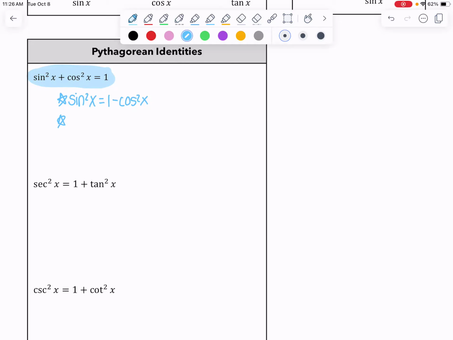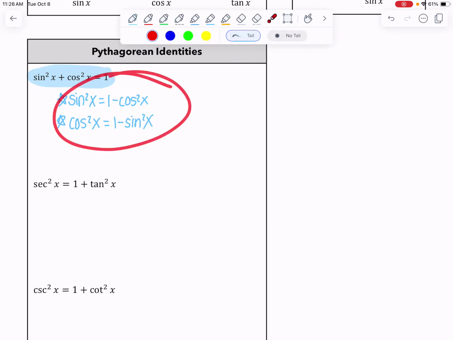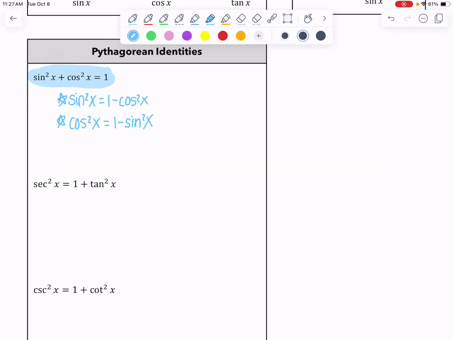You can also subtract sine squared on both sides to solve for cosine squared. So sine squared is equal to 1 minus cosine squared. Cosine squared is 1 minus sine squared. You want to know these. You want to be able to start recognizing these. These are really important. When you see 1 minus cosine squared, your brain should think sine squared. Same thing with this guy down here. And when you see sine squared plus cosine squared, your brain should say 1. All right, so there's that.